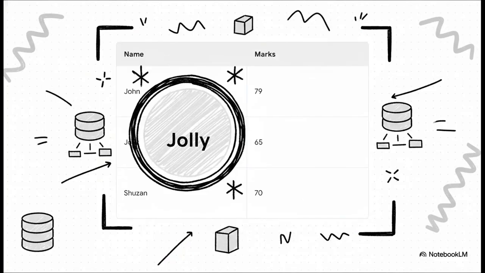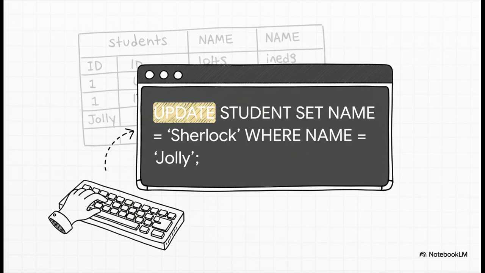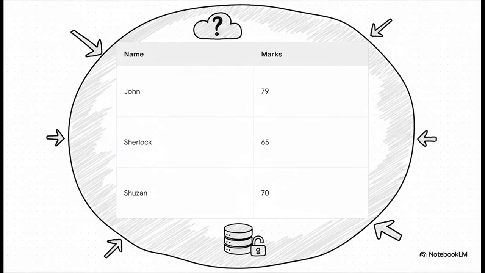So here's our starting point. We've got a super simple table of students and their marks. Now keep your eye on Jolly right there in the middle. Okay, now let's say we run this update statement. We're going to try and change Jolly's name to Sherlock. And if we take a peek at the table now, yep, the change is there. Sherlock has replaced Jolly. But, and this is so important, we have not run a commit command yet. That change is just hanging out in a temporary state. It's kind of like it's in limbo.